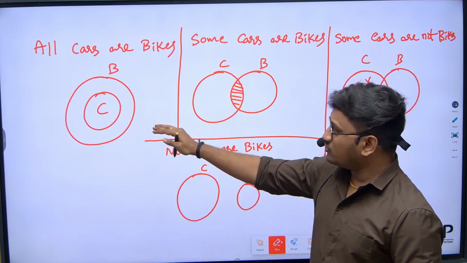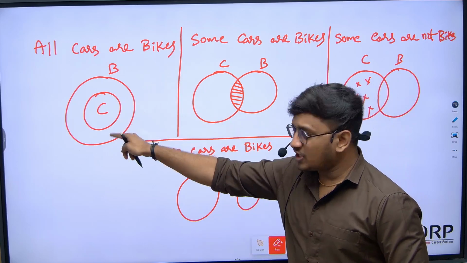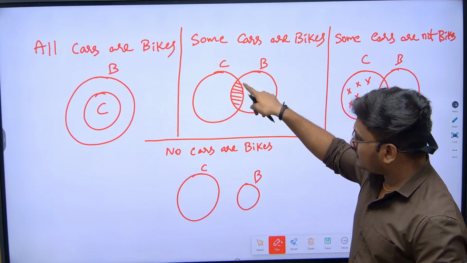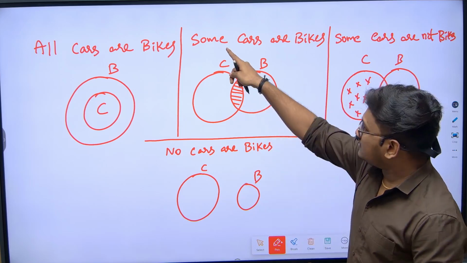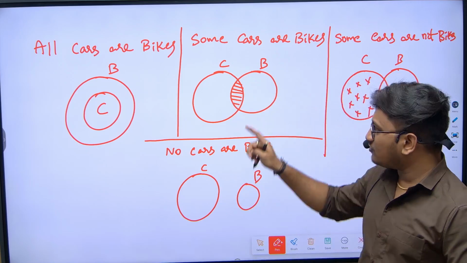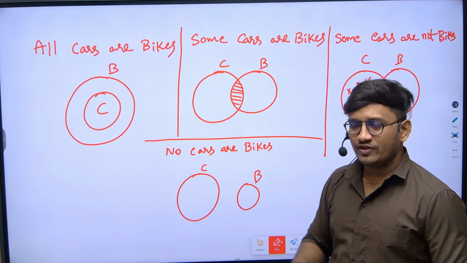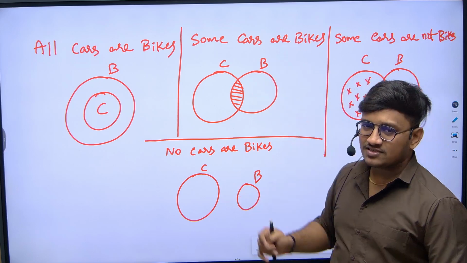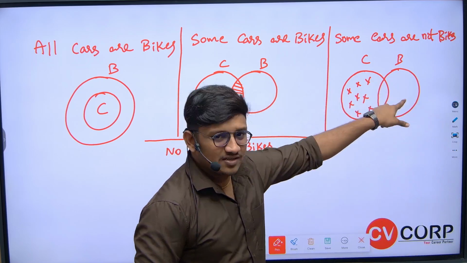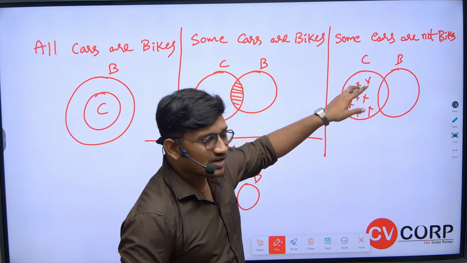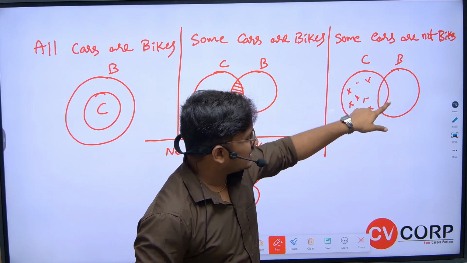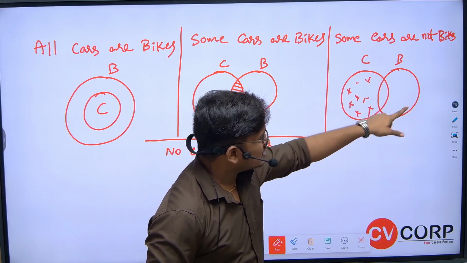If you observe, all cars are bikes means all cars should be inside the bikes. Next, some cars are bikes means the part which is the intersection. When this condition is satisfied, the two circles should be connected, so at least one circle should touch another circle. So we can say that some cars are bikes. Some cars are not bikes means the part which is not connected with bikes. This part of the cars is not at all related to bikes, because this part is not touched by bikes.